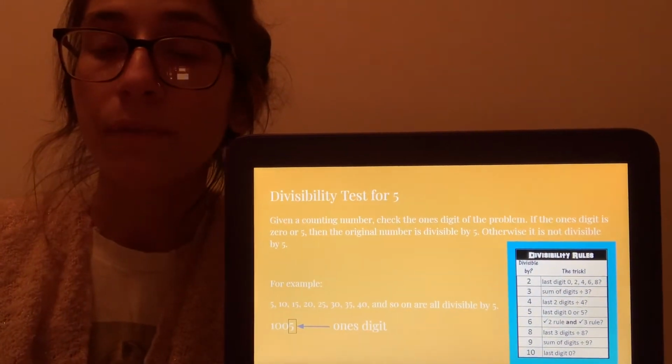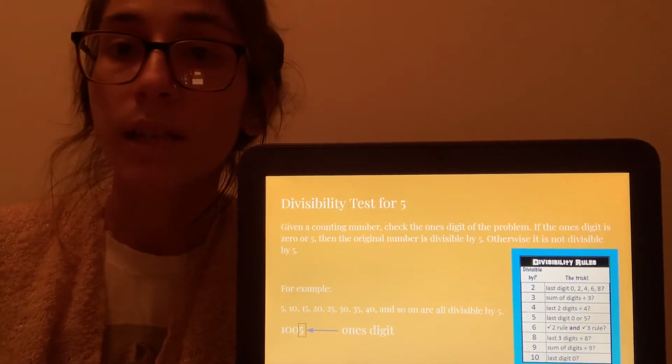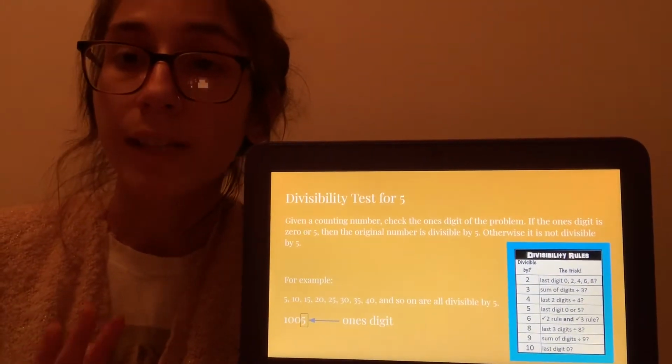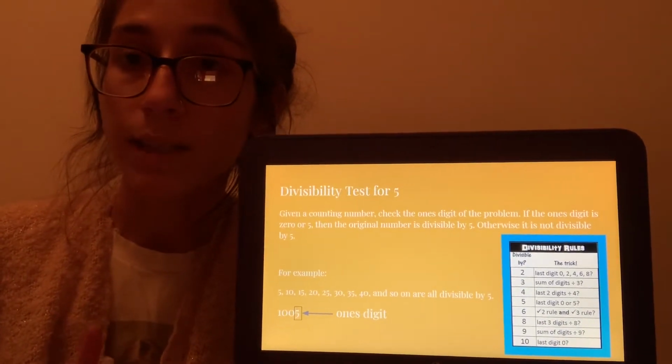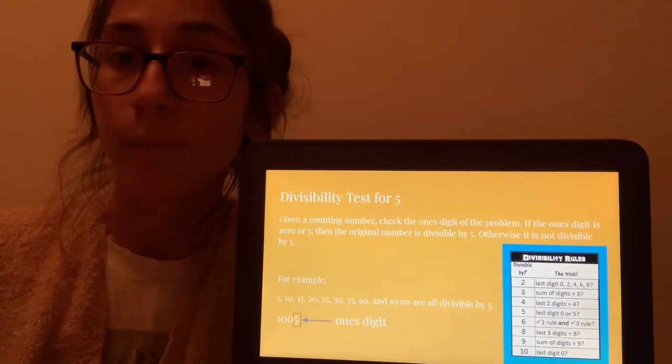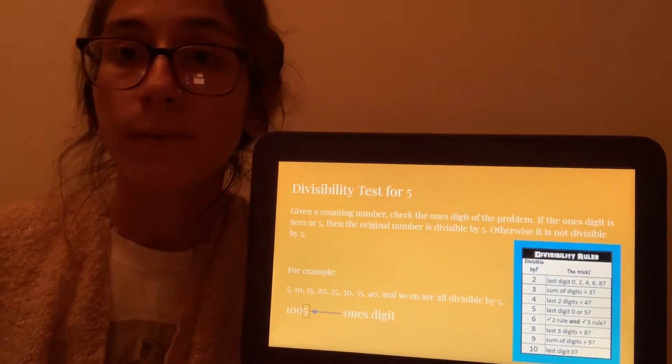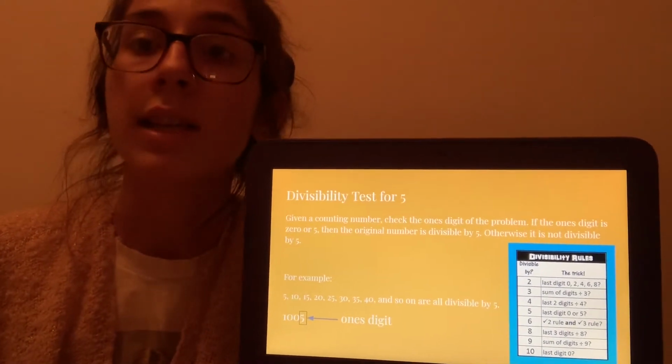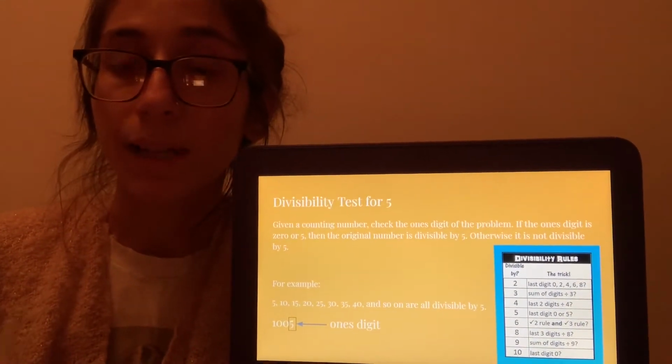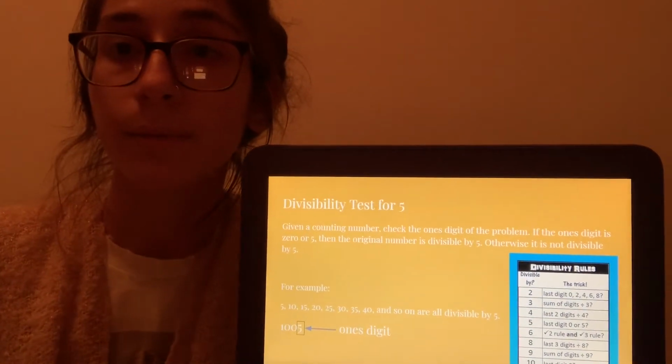For example, if you have 1,005, 5 is in the ones digit place, so it can be divided by 5. If you have 2,000, 0 is in the ones digit place and can be divided by 5.